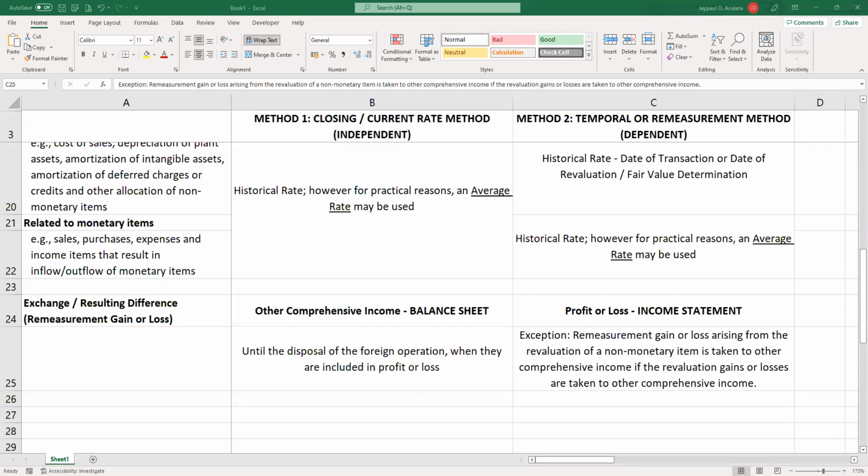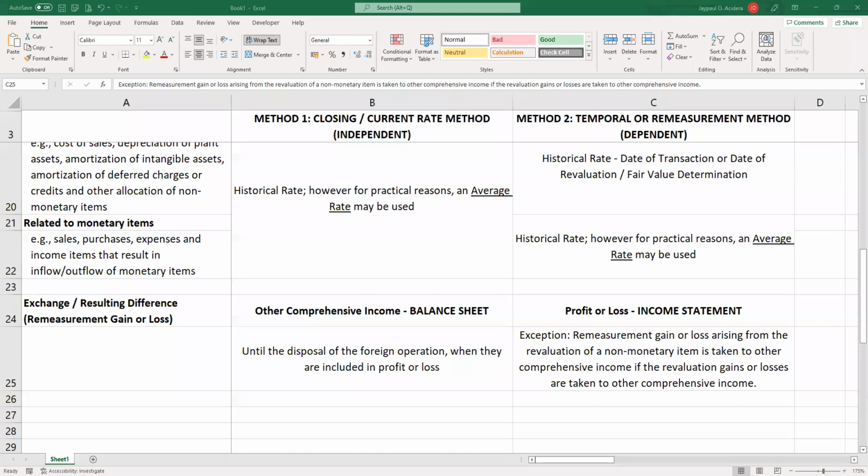And then also in terms of functional currency, kapag independent siya, pwede niyang gamitin yung local currency unit. Pero kapag integral or yung method 2, kailangan niyang sundan yung parent's currency, which in this case, the parent is a Philippine company. Therefore, Philippine peso pa rin ang functional currency. Okay, then yung remeasurement gain or loss under method 1 is recorded under OCI. Under method 2, it's recorded under our profit or loss.